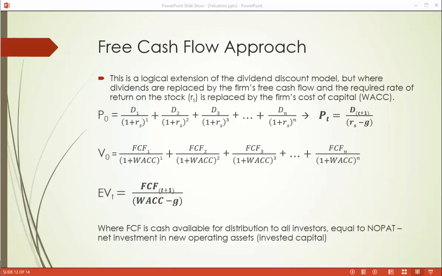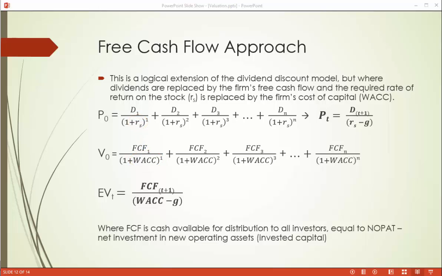Okay, we're going to wrap up the valuation videos with this one, and we'll start by taking a look at the free cash flow approach to valuation. This is basically just a simple extension of the dividend discount model. We're just going to replace the dividends paid with the free cash flow from a firm. And we're going to replace the discount rate for a stock, the R sub S, with the weighted average cost of capital for a firm, and we'll denote that with WACC. So you can see these things line up really well.